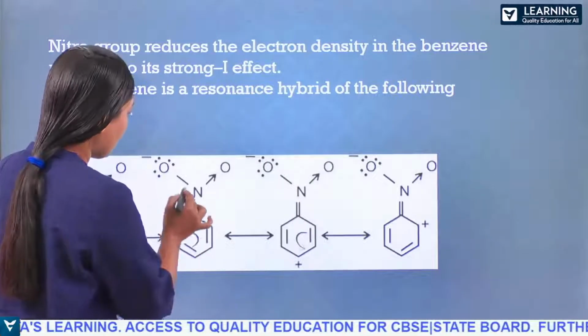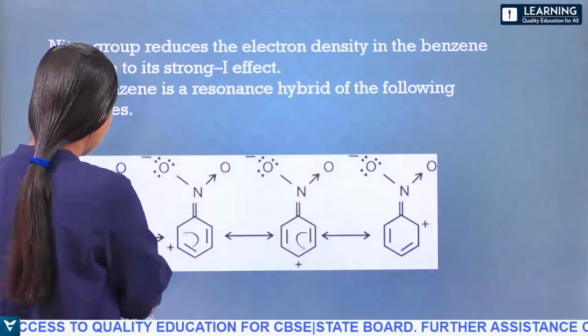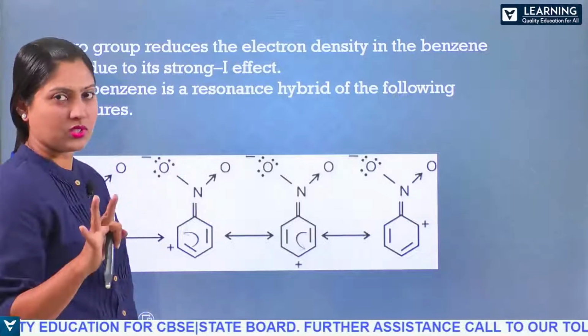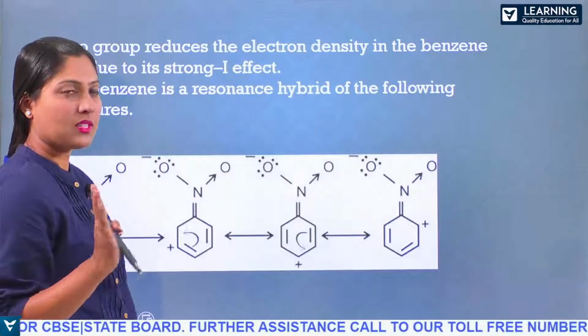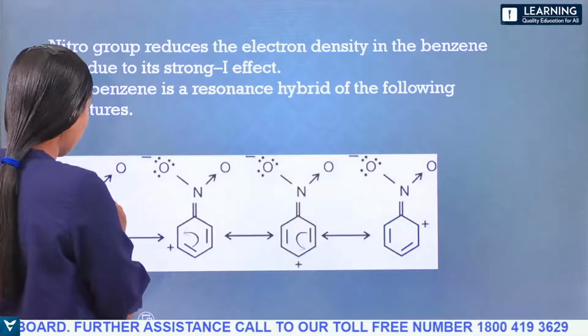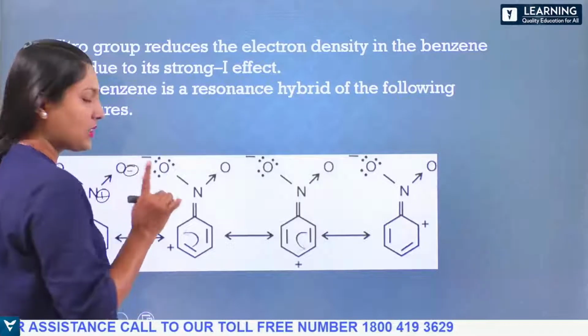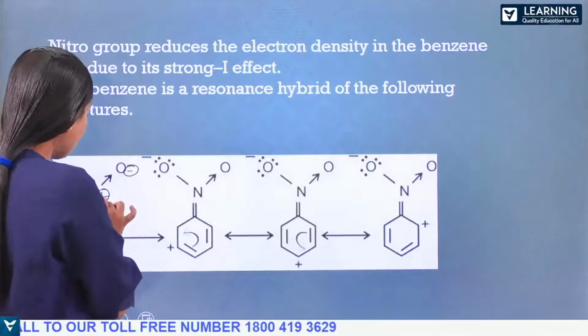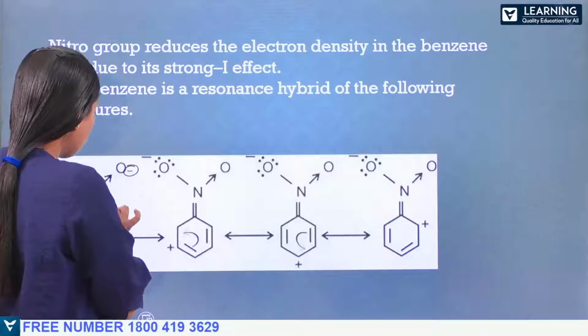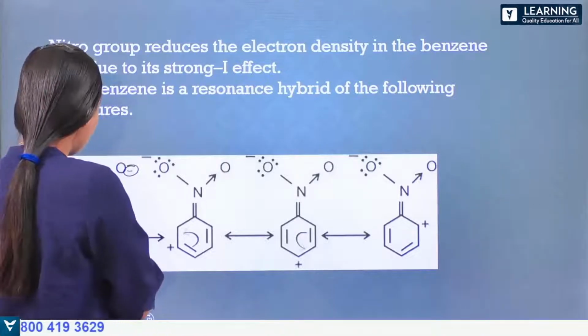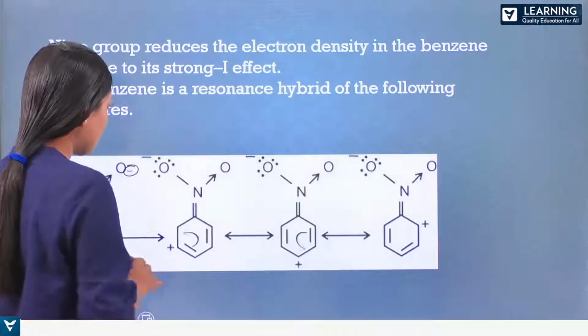If you see here, the nitrogen generally has 3 bonds. If it has 4 bonds, then it will have a positive charge. So here oxygen will have a negative charge. Since the positive charge is there, the bond will be shifted towards the nitrogen.